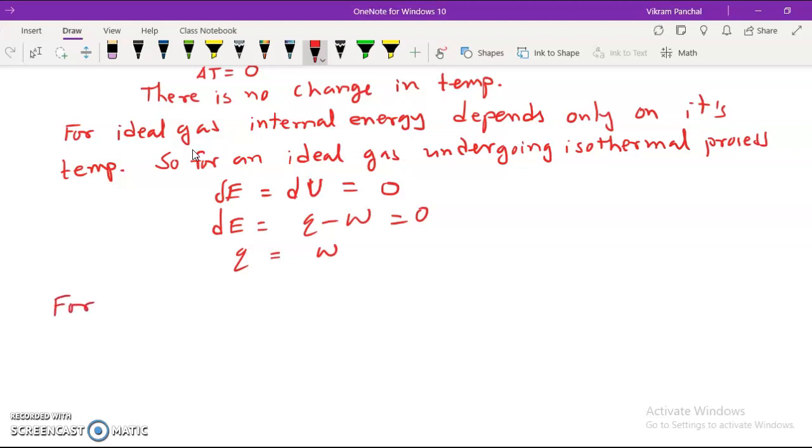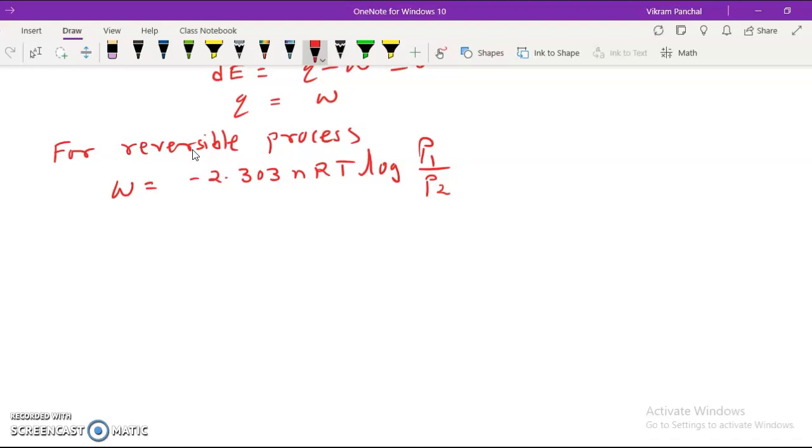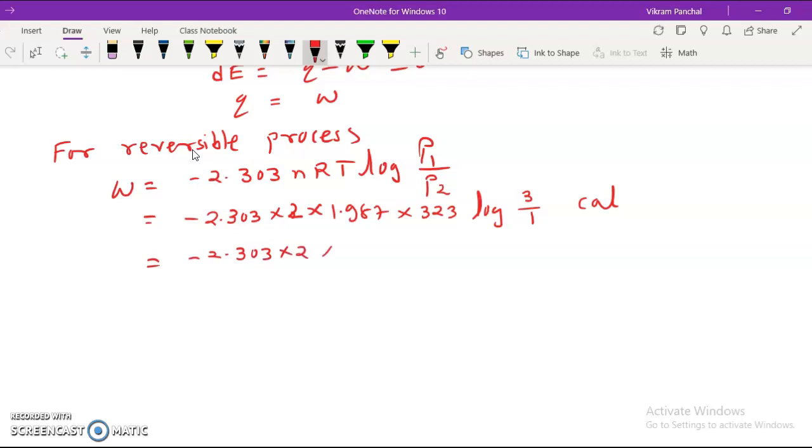Now as it is a reversible process, the formula to find out work is W is equal to minus 2.303 nRT log P1 upon P2, as two different pressures are given. Putting values: minus 2.303, number of moles 2, R is gas constant, 1.987, into 323, log 3 upon 1, then your answer will be in calorie. Or minus 2.303 into 2 into 4.184 into 323 log 3 by 1, that is log 3. This will be in joule.